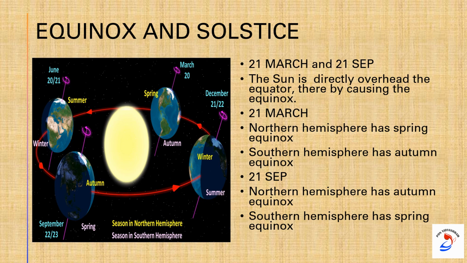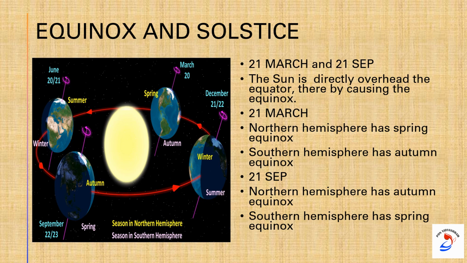Okay. So on 21st March, you see the northern hemisphere has spring equinox and the southern hemisphere has autumn equinox. This is for 21st March. Now see 21st September, just the opposite of 21st March. Here the northern hemisphere has autumn equinox and the southern hemisphere has spring equinox. Can you understand the topic?